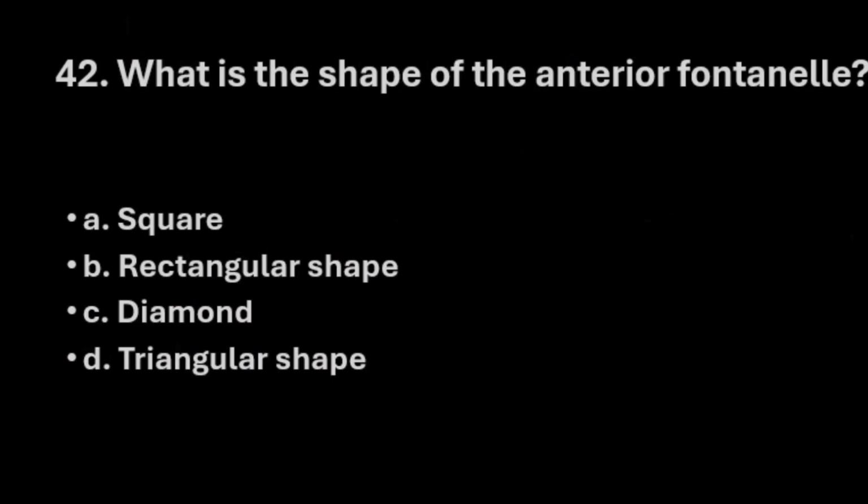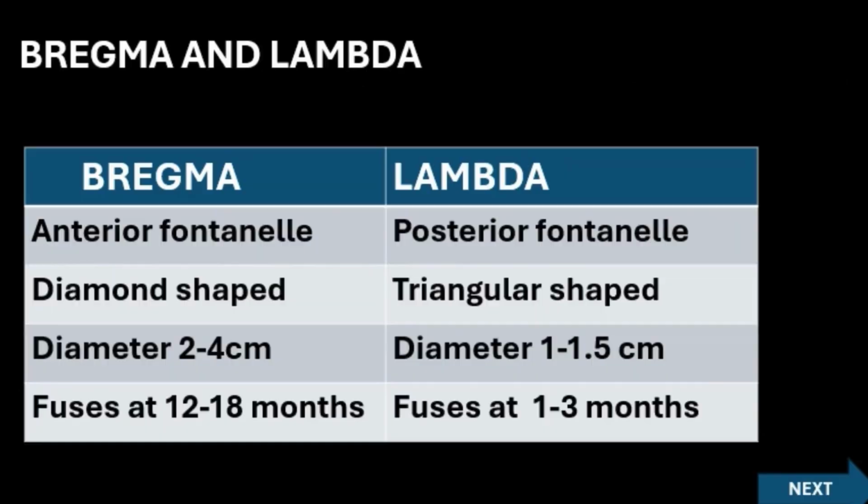What is the shape of anterior fontanelle? Option A, square. Option B, rectangular. Option C, diamond. Option D, triangular. Let us see the right answer. The right answer here is option C, diamond shape.